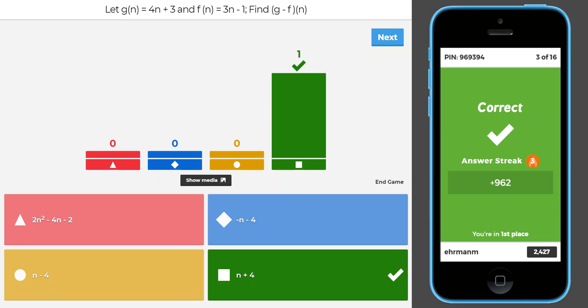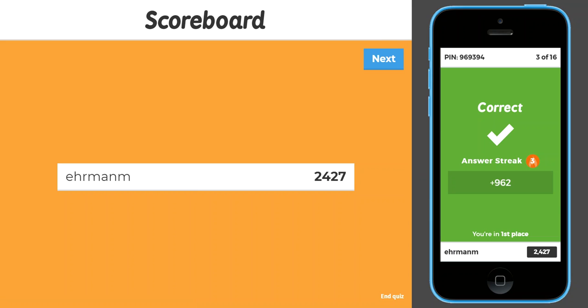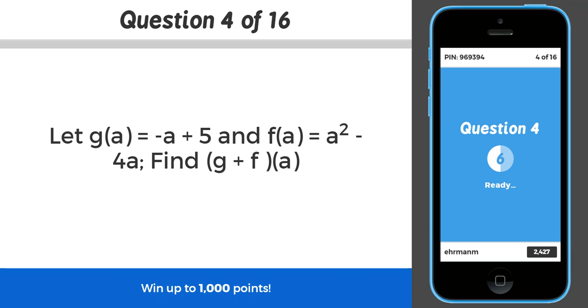Now you may have noticed that each of these questions has a 2-minute time limit on it, 120 seconds, and that was done deliberately. I think 120 seconds, or 2 minutes, is sufficient for each of these examples. Let's take a look at this next one.